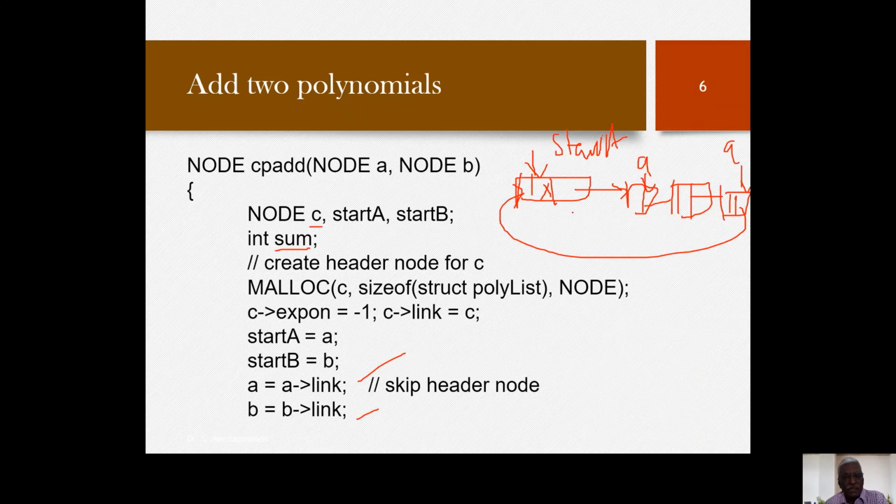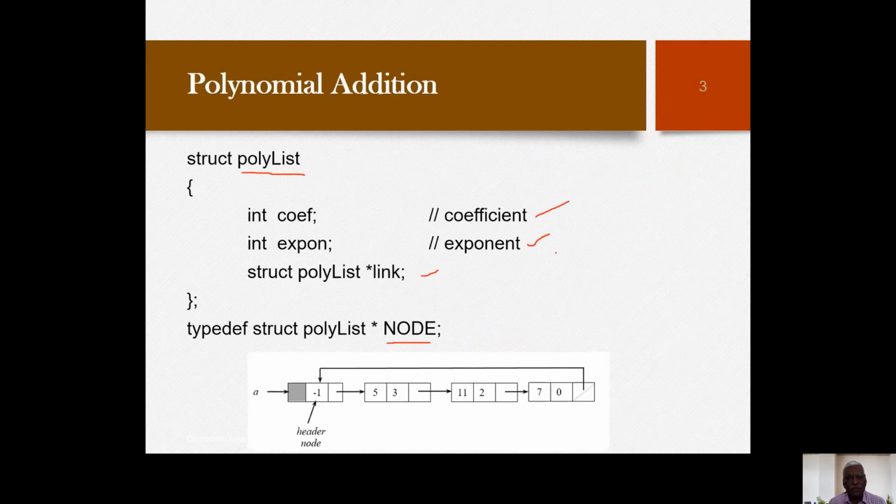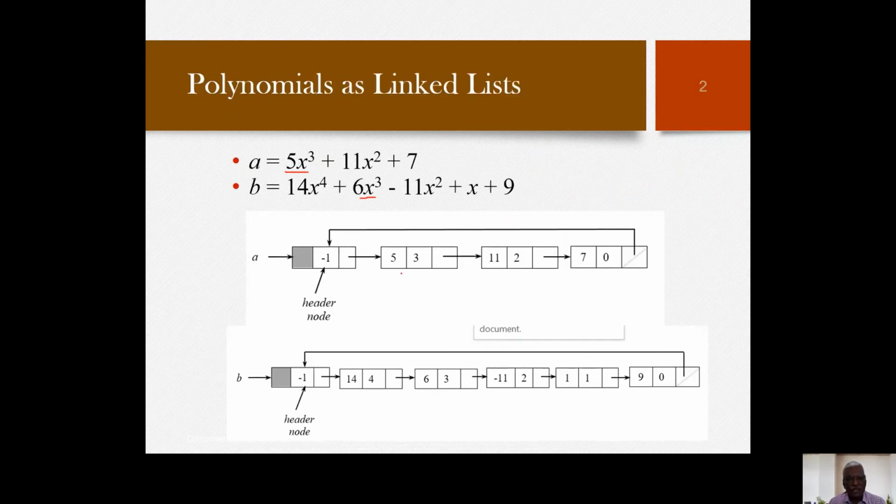Okay, so if the exponent values are equal in both A and B, right? Then we can actually add this. Otherwise, we just copy. That's what I said earlier. So find out the sum and create a new node with C. Correct. Now, in our example, you can see that I take this and I take this. Is the exponent same?